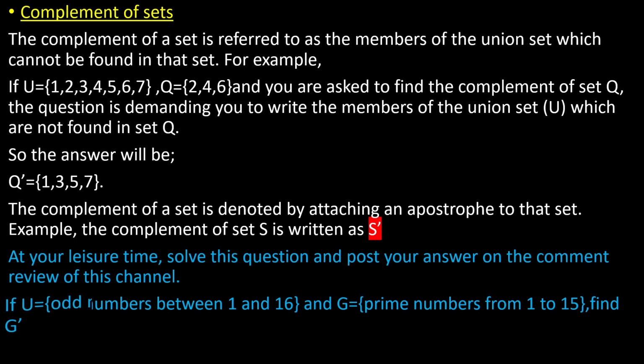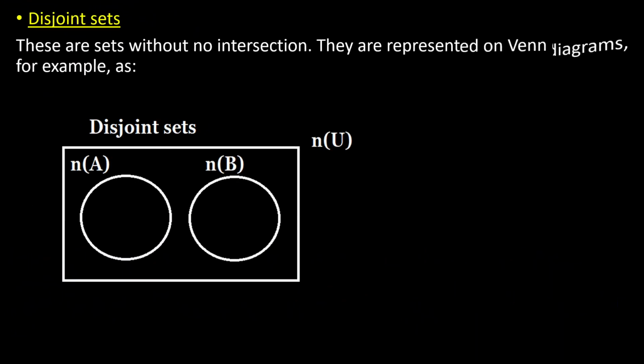Now let's come to disjoint sets. Disjoint, as is in its name, means they are not joined. So these are sets with no intersection. Disjoint sets do not have any region which they share simultaneously, like the intersection. So we can say that the opposite of intersecting sets is the disjoint.